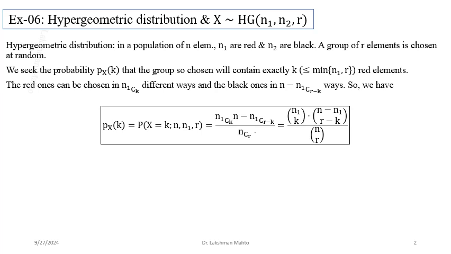And what other things can you talk about? How many elements can you put in one group? So k must be less than or equal to r and n1. You can't go beyond n1. So one bound of k is already given here. This kind of distribution we call hypergeometric distribution. Okay.